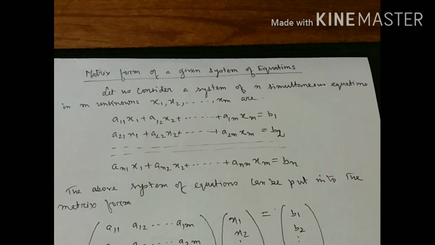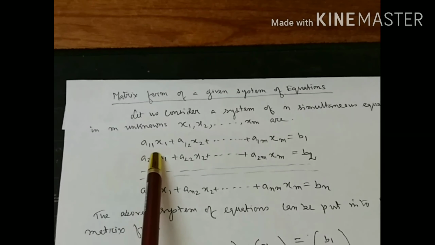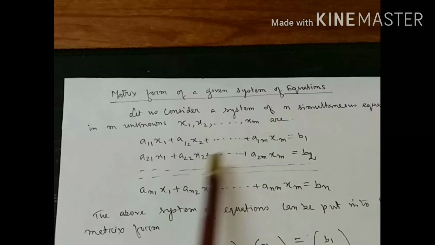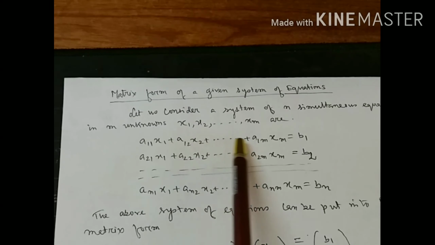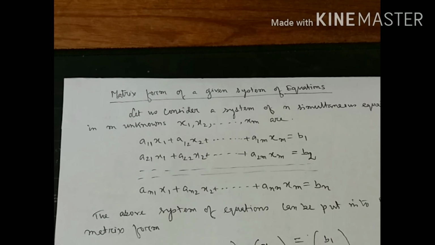So how to reduce? We are considering a system of linear equations: a11x1 + a12x2 + ... + a1nxn = b1, and similarly for the other equations. This is a system of linear equations in n unknowns, x1, x2, up to xn. First we have to reduce this system of equations into matrix form.